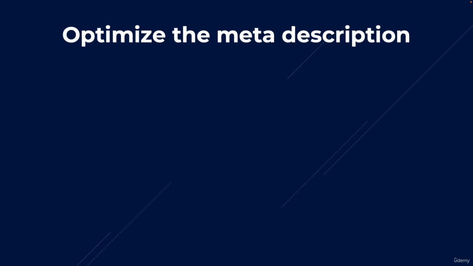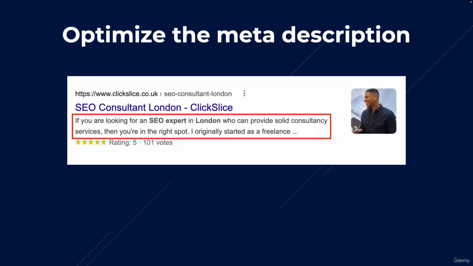Moving on to the next part of optimization, which is optimizing the meta description. The meta description is the text you see in the Google search results below your title tag. So again, for my SEO consultant London page, this would be my meta description right here.